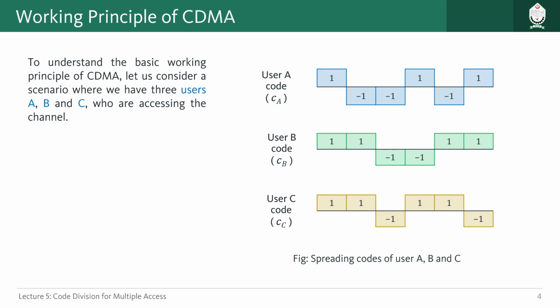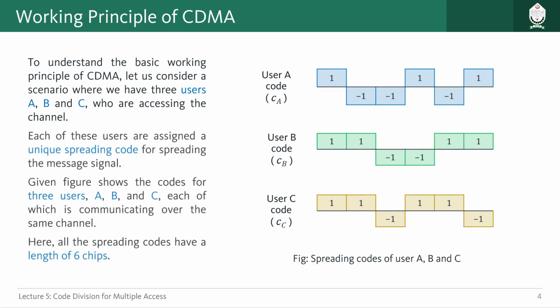To understand that, here we have an example where we have three users, A, B, and C, who are accessing the same channel. As we know, CDMA means there will be spreading codes assigned for each user. Each of these users will have a unique spreading code. These are shown here: this is the spreading code for user A, this is for B, this is for C. If you look at this, 1 2 3 4 5 6, all of these spreading sequences have a length of 6 chips, right? So now these are the codes assigned for three users.